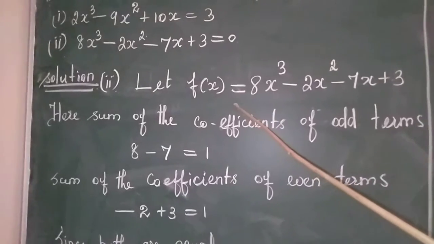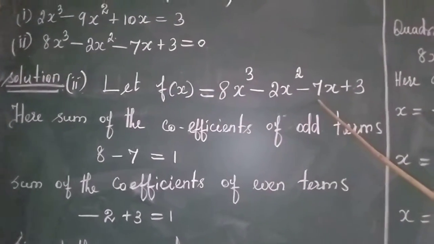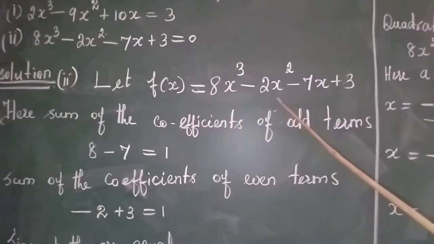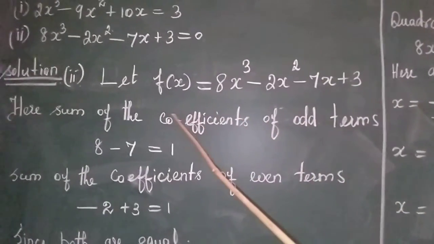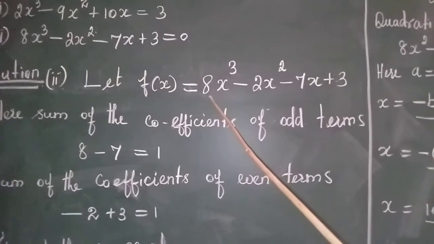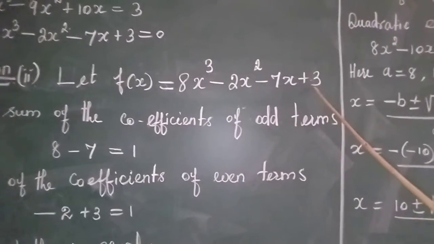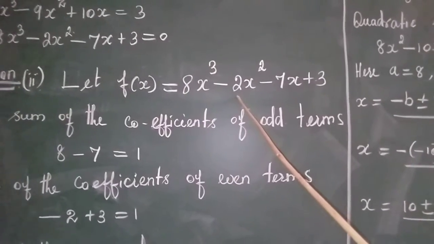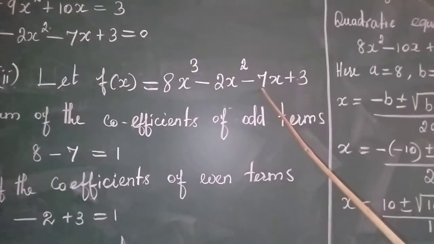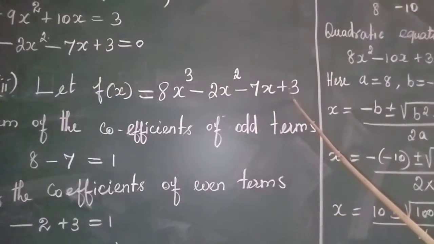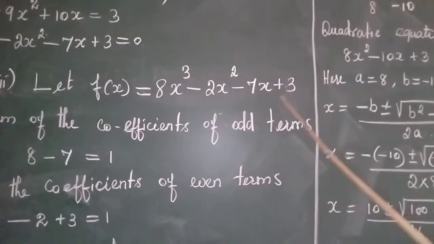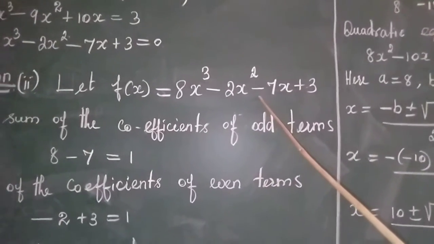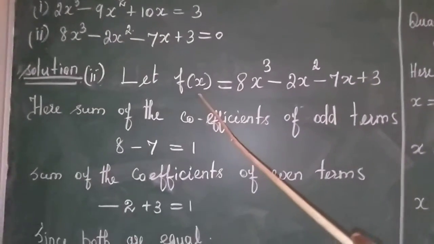In the previous question, we added the coefficients and the sum is equal to 0, and we concluded that 1 is one of the roots of f of x. But here also we can check it now. If you add all the coefficients, whether we are getting 0. 8 minus 2 is 6. 6 minus 7 is minus 1. Minus 1 plus 3 is plus 2. That means we are not getting 0 here. So we can conclude 1 cannot be a root of this f of x.